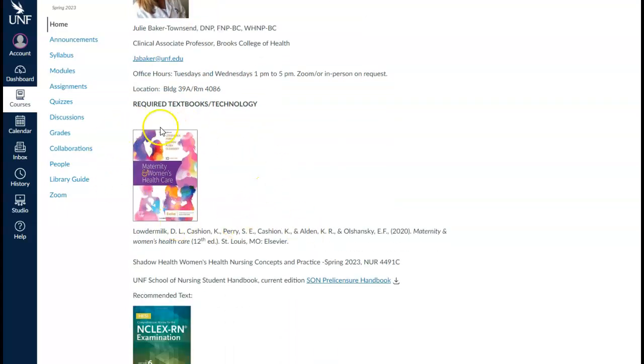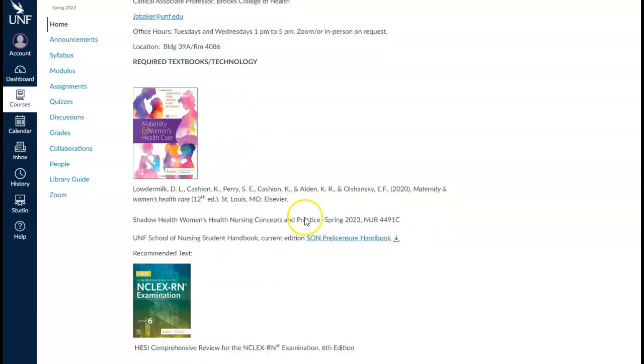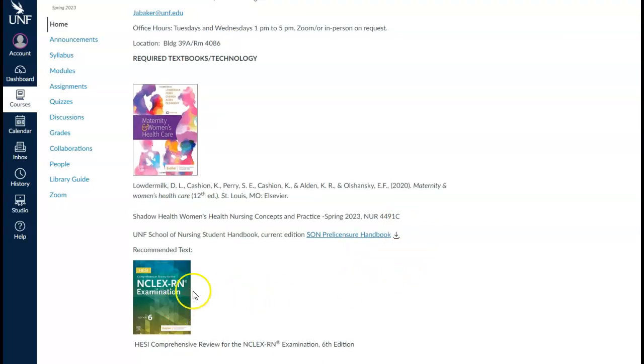So you are required to have the textbook. A lot of people say, Dr. PT, I don't want to get the textbook. I just want to use the PowerPoints. You will need the textbook for the readings. You'll need Shadow Health. We will be doing several Shadow Health assignments, and I know you've already purchased those. The current edition of the Student Handbook. And then your recommended text is the NCLEX examination, the HESI review. This will count for part of your grade when you take the HESI at the end of the semester, and we're going to look at that.